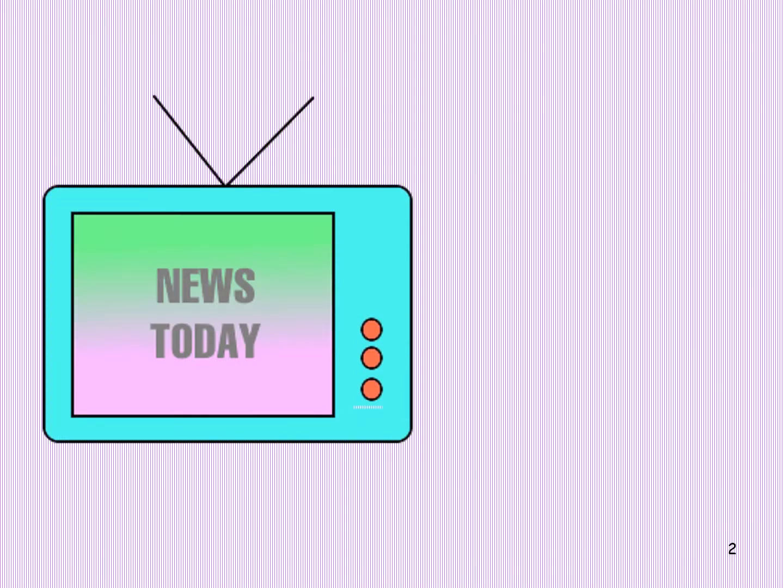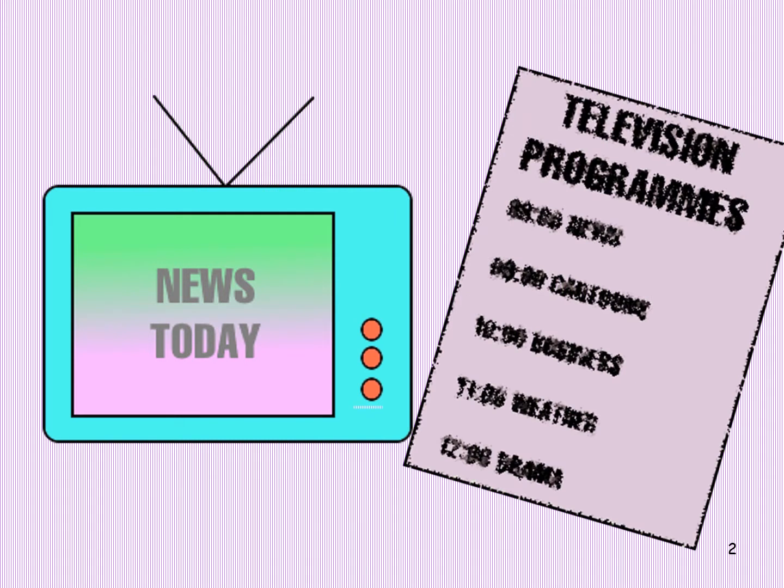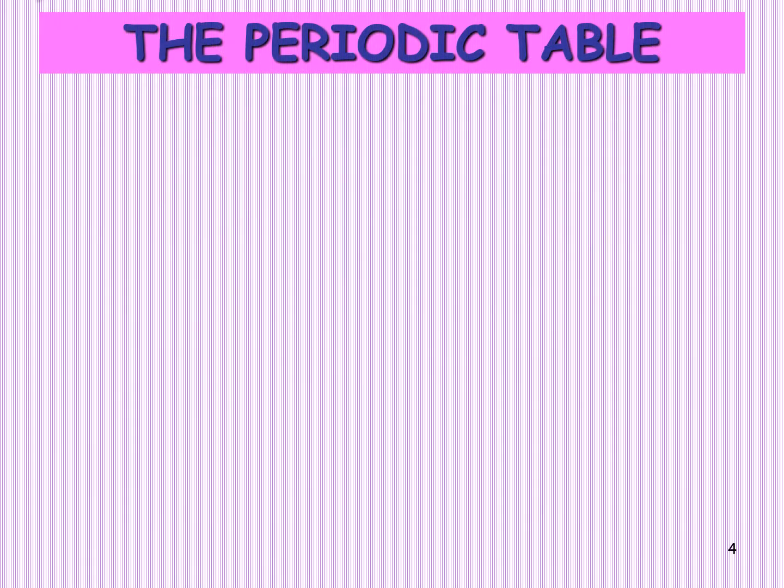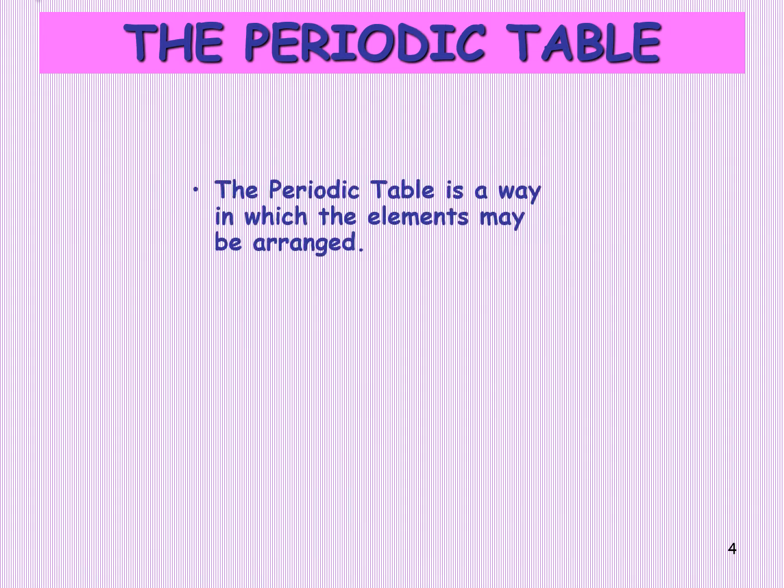If you wanted to see the list of programs on television, you would refer to a television program list. When chemists want to find out about the elements, they refer to a list of chemicals, called the periodic table. The most commonly used method of organizing the elements is the periodic table.